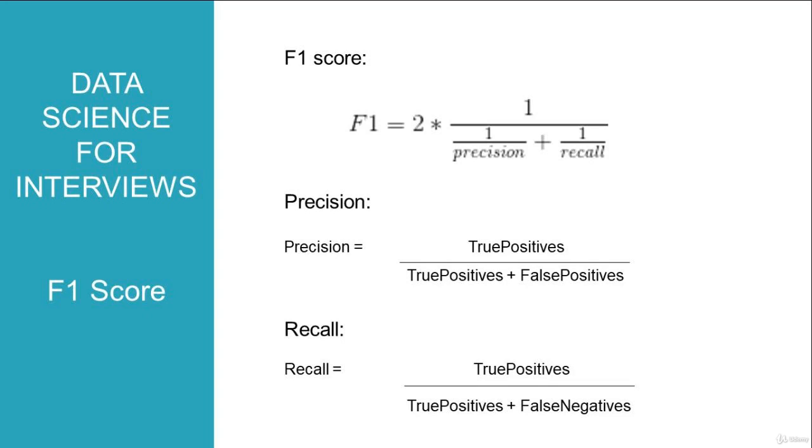Now let's understand these terms. Precision is the number of correct positive results divided by the number of positive results predicted by the classifier. Recall is the number of correct positive results divided by the number of all relevant samples, that is all samples that should have been identified as positives.